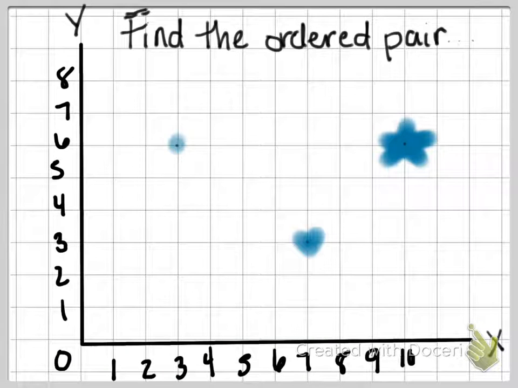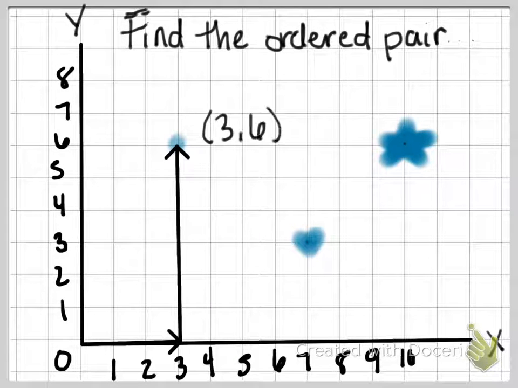So looking at another example, this time I've used various shapes, and I said to find the ordered pair for each. So you're looking at the intersection or the middle of each of these shapes. So for the first one, we'll do the dot first. I have to go over 3 to get there, and I have to go up 6. So the ordered pair for this one is going to be 3, 6. Again, always starting with the number on the x-axis and then the number on the y-axis.